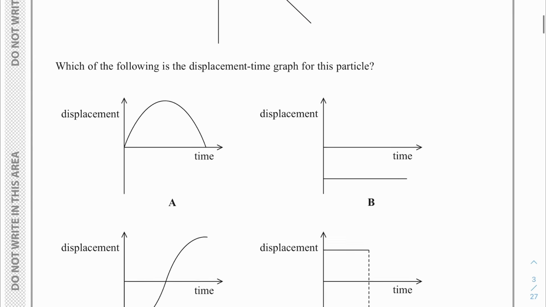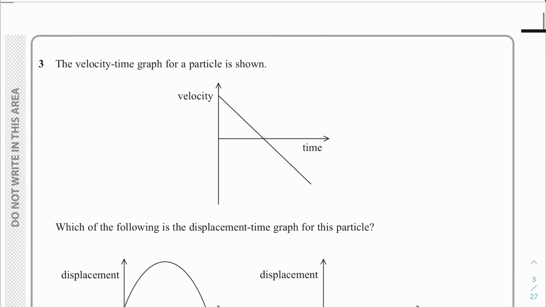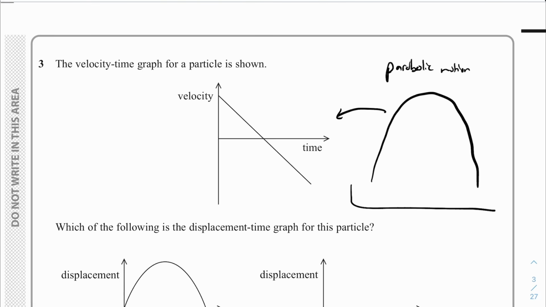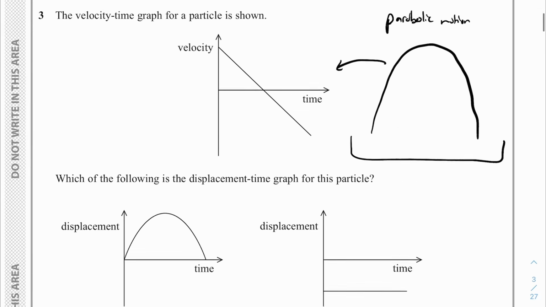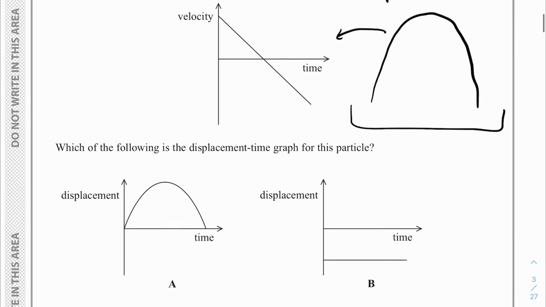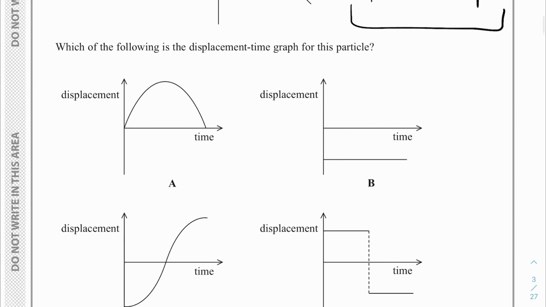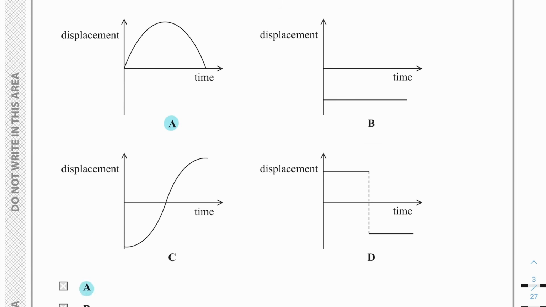Just by memory, this is in fact a velocity time graph for parabolic motion, or a projectile. You may have encountered this type of motion. So we can say that the displacement time graph will also look very similar. So that indeed is in fact A.